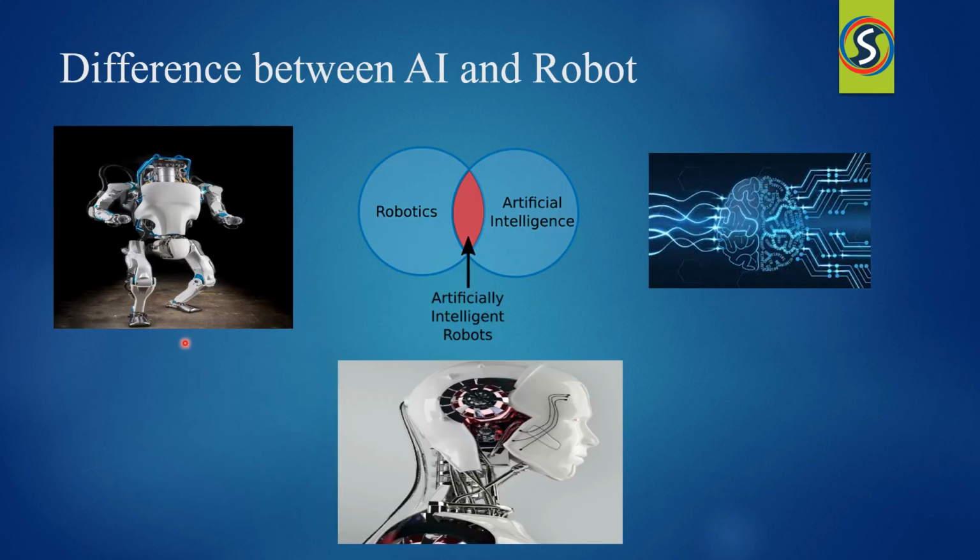Next, you need to understand the difference between AI and robotics. Robotics is basically the one which just does the task that is given. And if you happen to add the artificial intelligence concept into that, then it becomes artificially intelligent robots. That's how Sophia the robot came in.